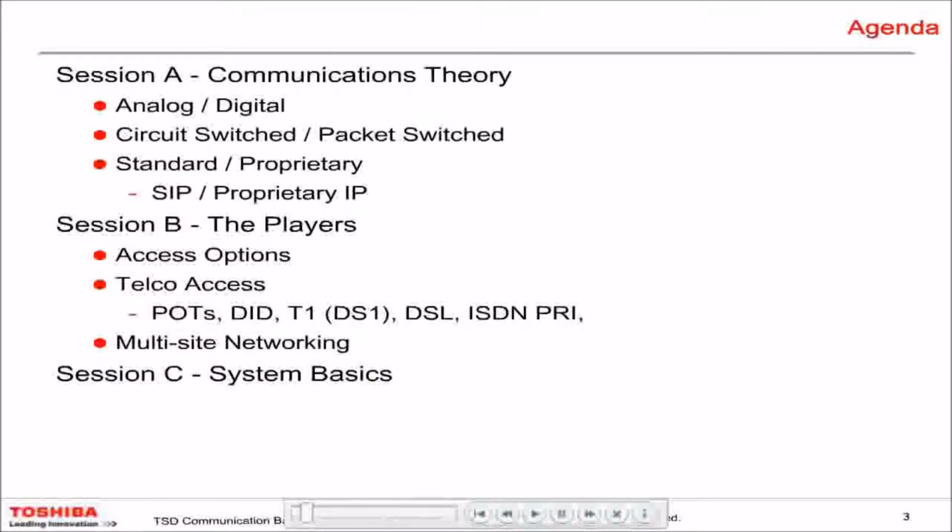This course is done in 3 sessions. Session A covers communication theory. We'll talk about analog and digital communications, circuit switched versus packet switched communications, and standard versus proprietary systems, as well as session initiation protocol and proprietary IP options. The next section is the players and access options, and the third session, Session C, covers systems basics.